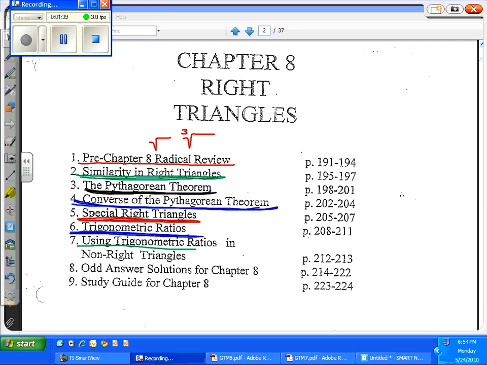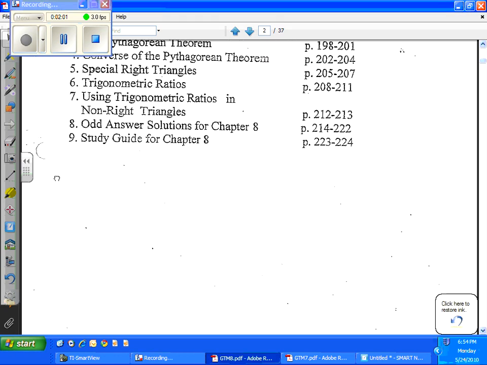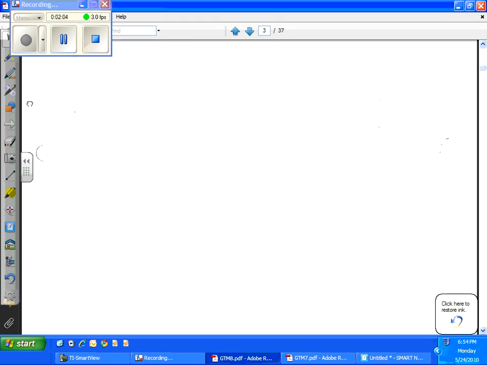And then we're going to use some trigonometric ratios for non-right triangles that really don't have a place in geometry. That's really getting into pure trigonometry. But we're going to go ahead and introduce that to you here. Then we have the odd answer solutions and the study guide. So here we go into the pre-chapter 8 review.